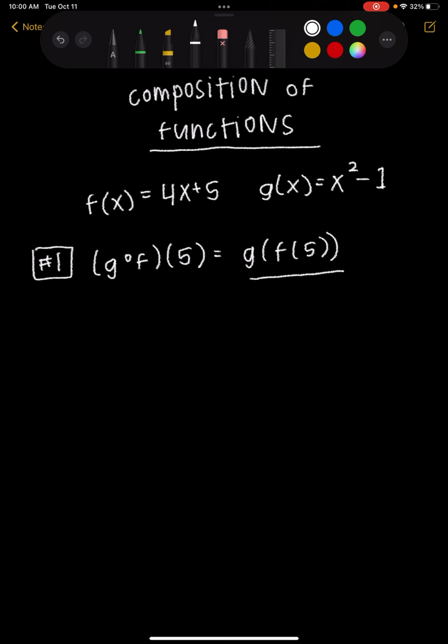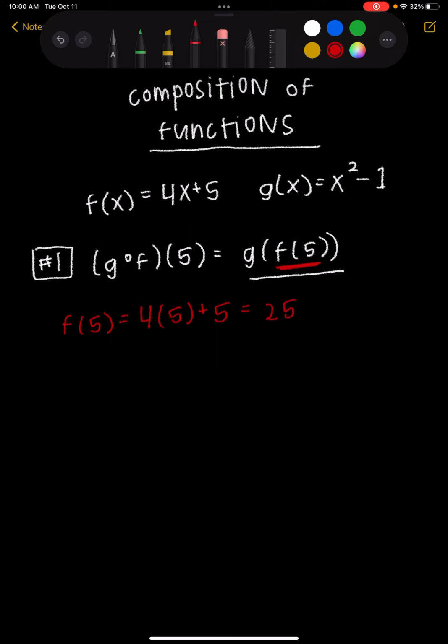So the first thing I'm going to do is take this 5 and plug it into this f equation. My f of 5 is when I plug 5 into my f equation. That's the same thing as saying 4 times 5 plus 5, because all I did was replace the x with the 5 in my f equation. And that gives me 25. So now I know f of 5 is 25.